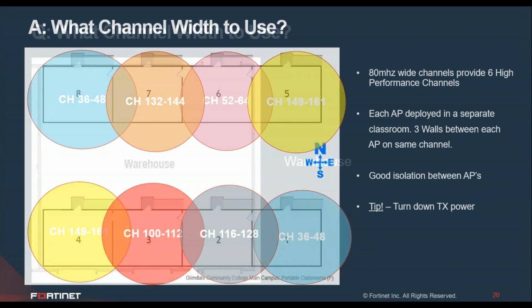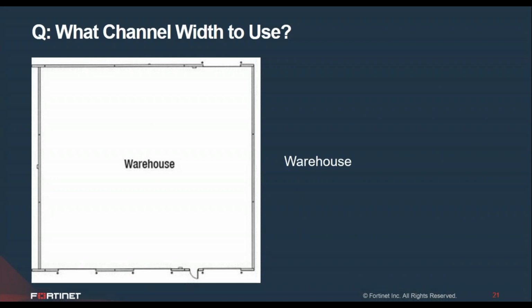Here's another exercise here of what channel width to use in a warehouse. Now this warehouse is a large open space. I don't have any walls between the access points. I might have racks and I might have materials on the racks that will provide some attenuation, but I don't necessarily know what the level of that attenuation is or if it's going to change over time as different products get put on the racks. I might need possibly 16 access points to cover this space. So what channel width should I use?